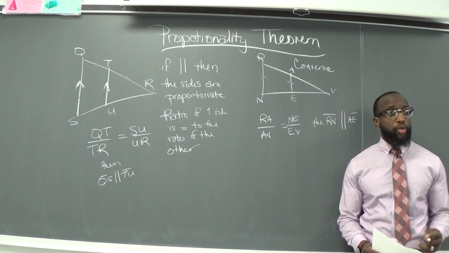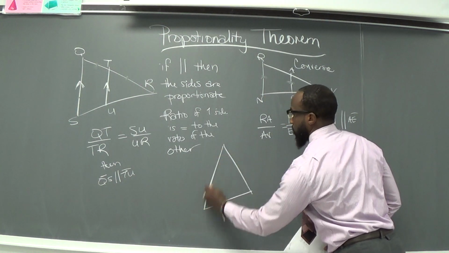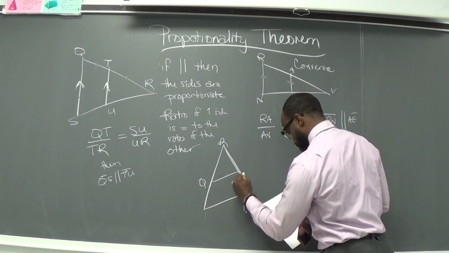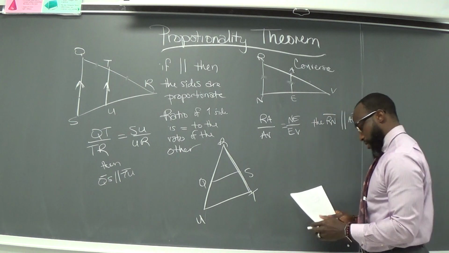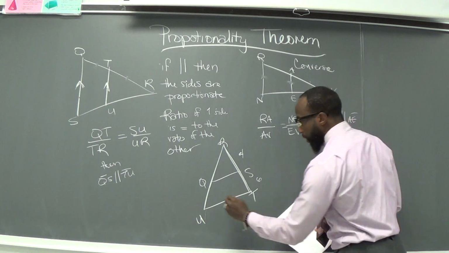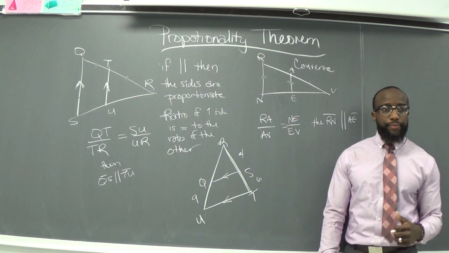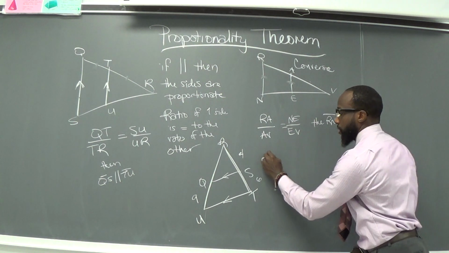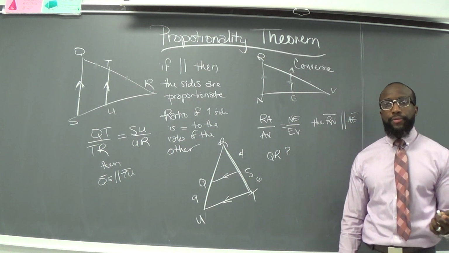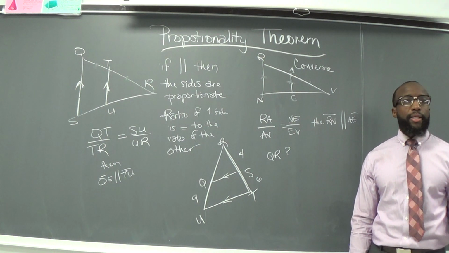Okay, let's try one. In this example, we've got a new triangle, and we're going to label it R, Q, S, U, T. If this is 4, this is 6, this is 9, and these are parallel, let's find the measure of QR. Help me write out the ratio. What would the ratio be?